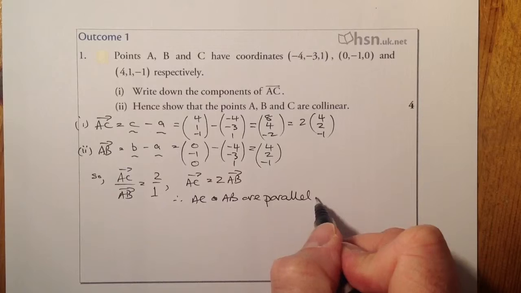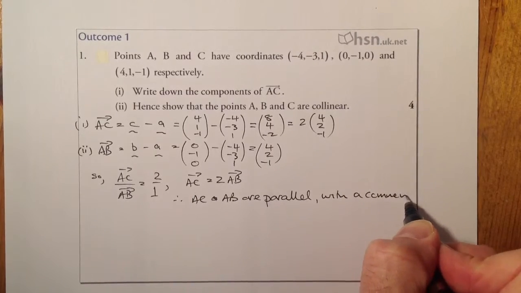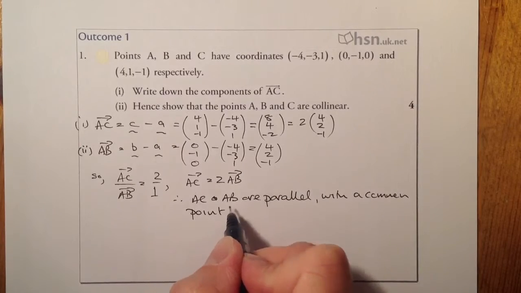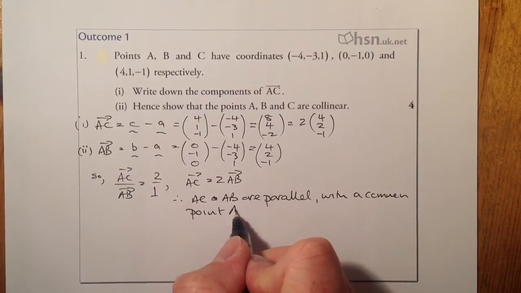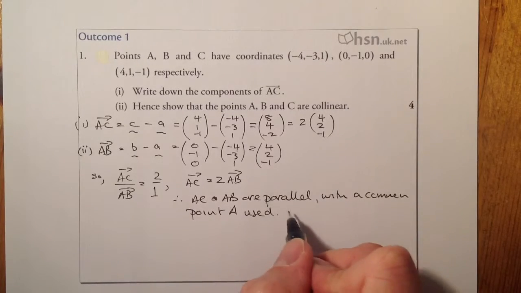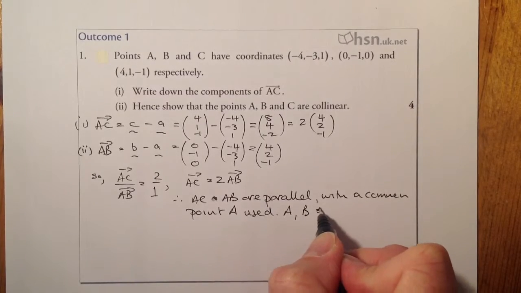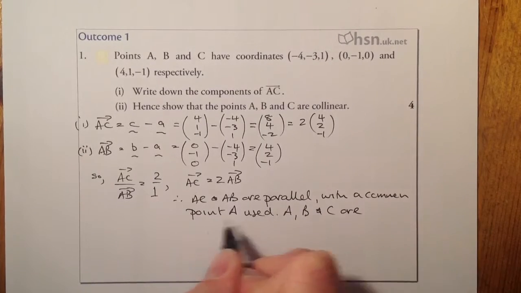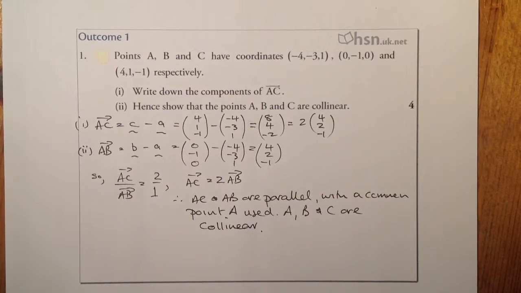Okay. And what I've got is a common point. The common point that we used was A between the two of them. So with the common point A used, I can then state that A, B and C are collinear. And that's the question complete.